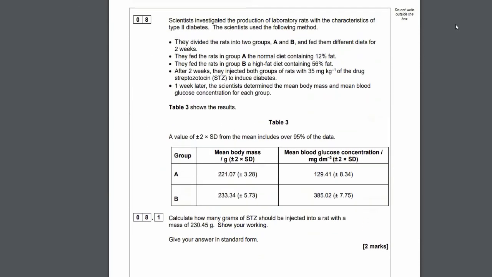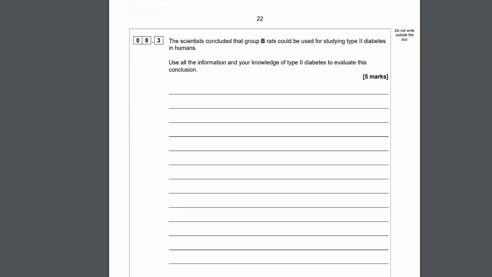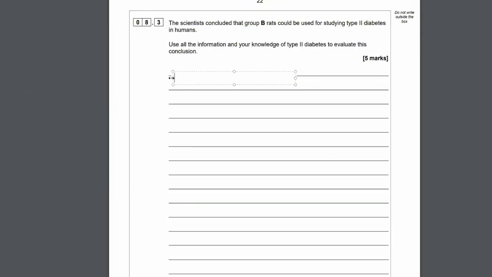Okay, 8.3. The scientists concluded that Group B rats would be used for studying type 2 diabetes in humans. Use all of the information and your knowledge of type 2 diabetes to evaluate this conclusion. Remember, we want for and against. So what they're basically asking you is, do you think the Group B rats are suitable for studying type 2 diabetes in humans?